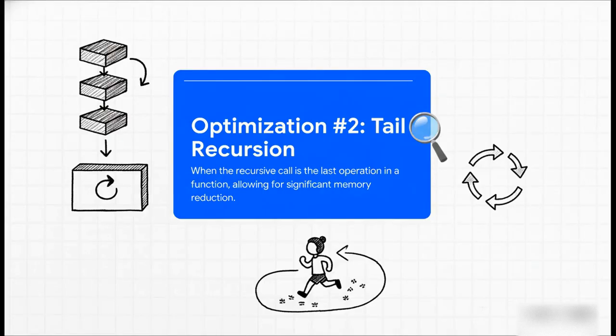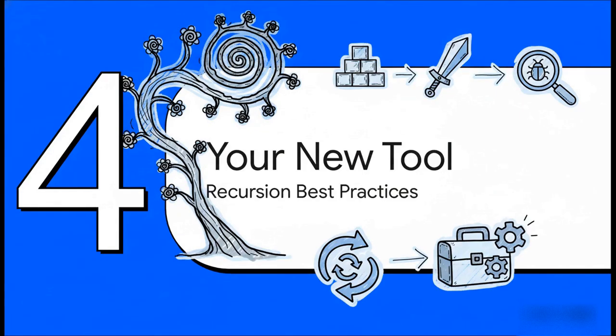Okay, optimization number 2 is tail recursion. Now this one's a little more technical, but it's a special situation where the recursive call is the very last thing a function does before it finishes. When that happens, some smart compilers can perform a neat trick. Instead of adding a whole new layer to the memory stack, they just reuse the current one. This basically turns the recursion into a super efficient loop, which is a great way to prevent those nasty stack overflow errors. So now that we've got all that, how should you actually use recursion in your own projects?